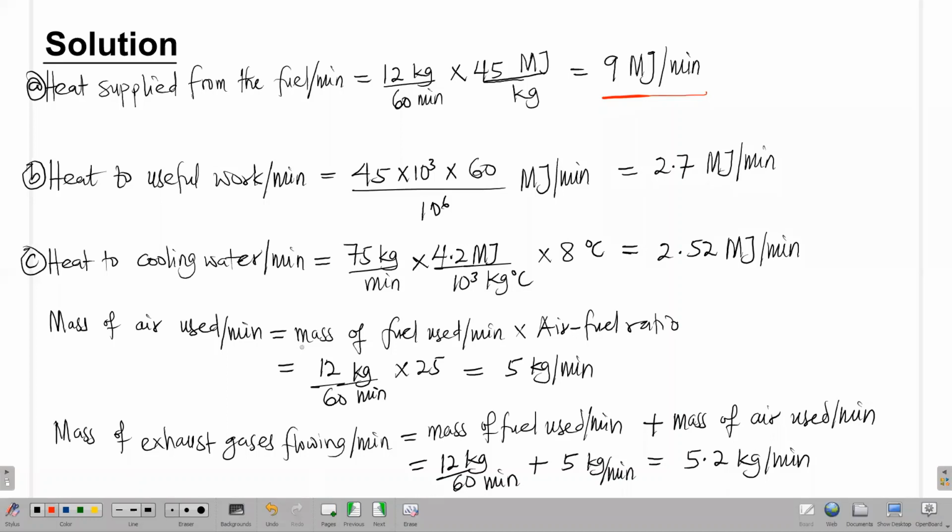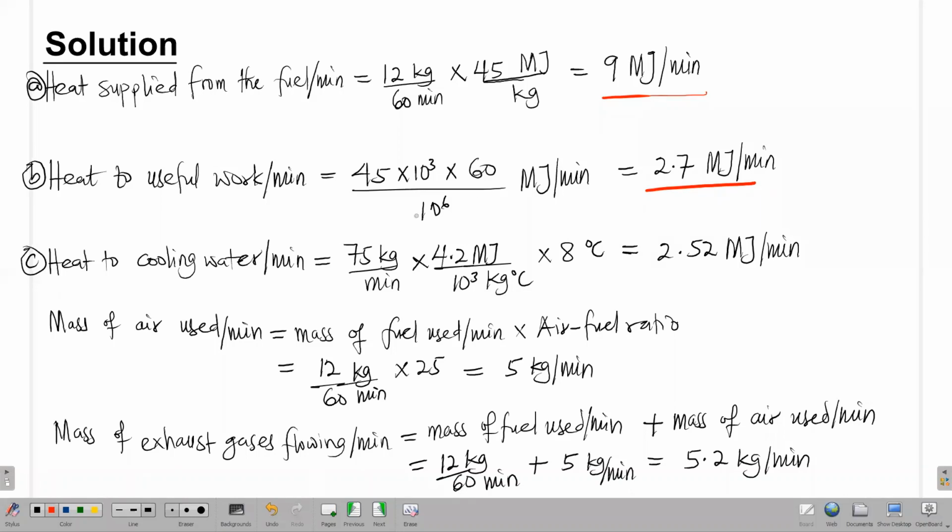Now, the heat that was used to do useful work per minute, that's the heat that was able to produce work at the output shaft per minute, is 45 multiplied by 10 power 3 multiplied by 60 over 10 power 6. I did all the conversions over here so that there won't be any need for us writing a lot of units, and the final unit to be megajoules per minute. The result we'll get is 2.7 megajoules per minute.